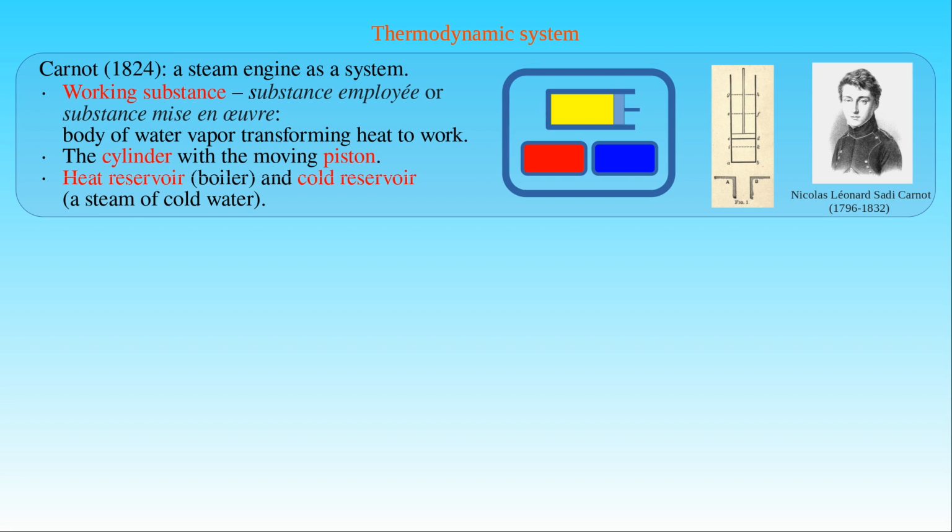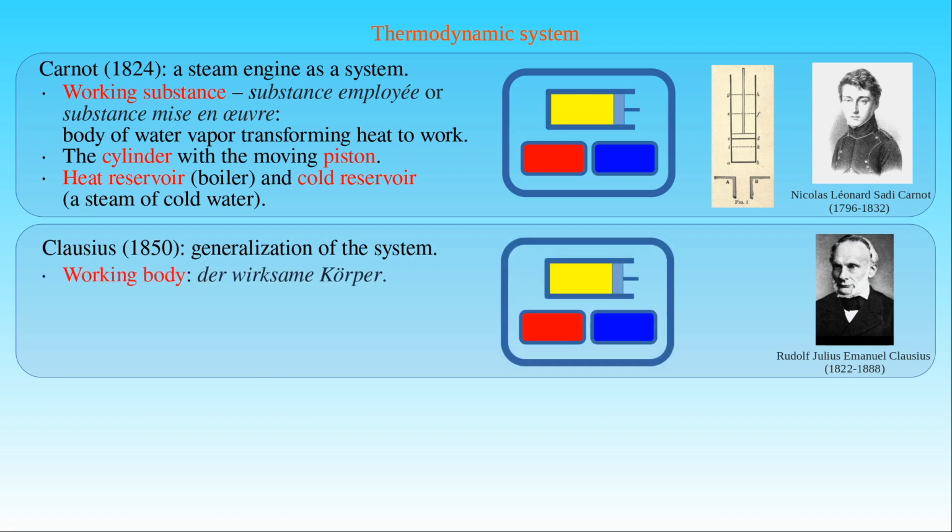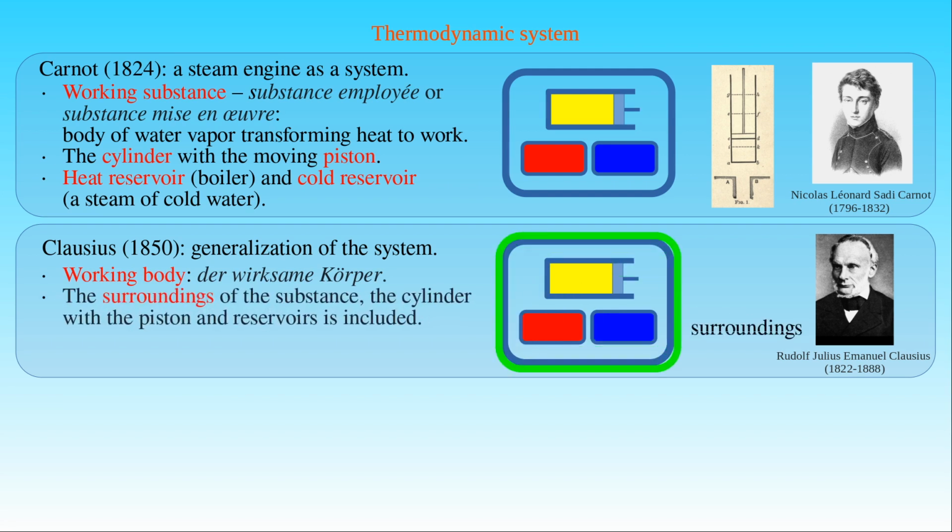In 1850, Rudolf Clausius, a German physicist and mathematician, went further when he introduced the term Arbeitskörper, or working body, to describe such a system, and he included the concept of surroundings in the description.